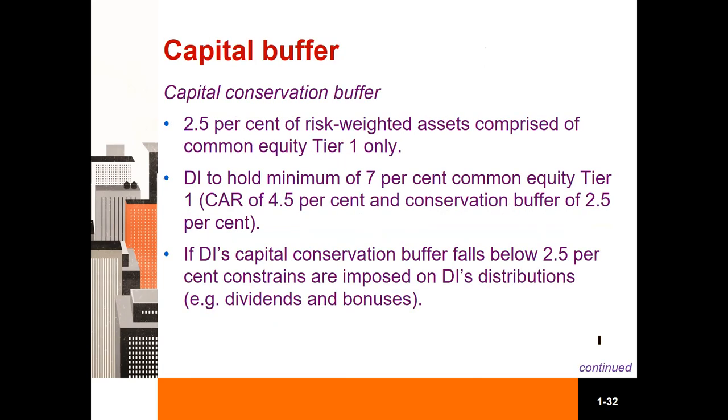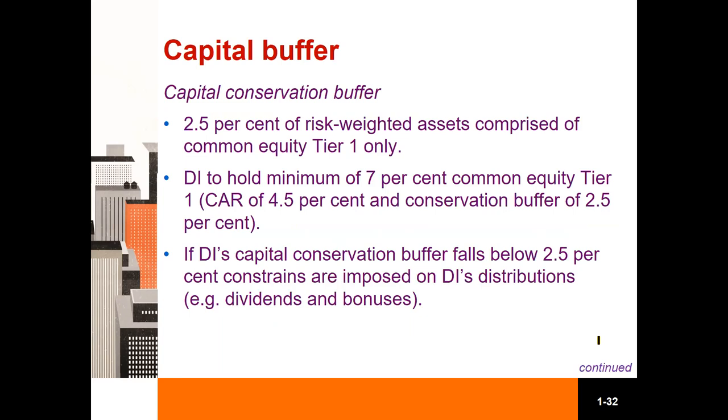First of all, the capital conservation buffer is 2.5% of risk-weighted assets. That means a financial institution must hold 2.5% of its risk-weighted assets as a capital conservation buffer, and it must be comprised of common equity tier 1 only. This means that a depository institution must hold a minimum of 7% common equity tier 1 capital to risk-weighted assets. You can remember that the common equity tier 1 requirement was 4.5%, and this capital conservation buffer is 2.5%, so a financial institution must hold a 7% common equity tier 1 capital ratio altogether.